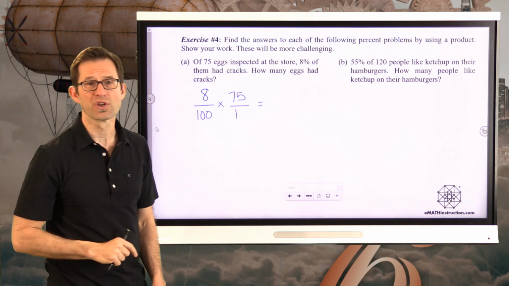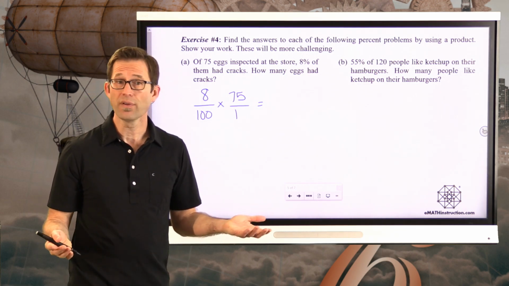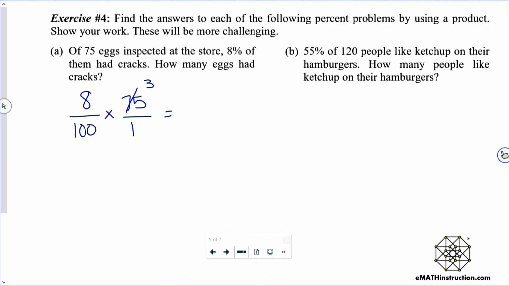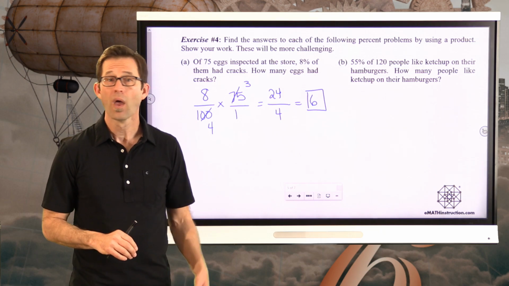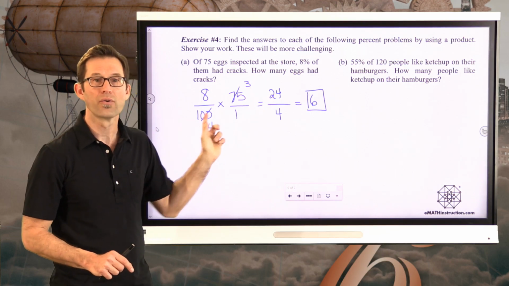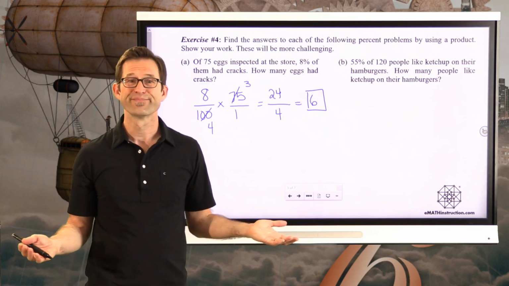These are more challenging because obviously 100 doesn't divide into 75 nicely. But you can definitely multiply fractions the way you always have. In other words, I could divide this by 25 and get 3, divide this by 25 and get 4. I now could do 8 times 3 and get 24. I could do 4 times 1 and get 4. And then I could say 24 divided by 4 is equal to 6. So 6 of the eggs had cracks. I wouldn't even have to do the cross canceling. If I wanted to, I could just do 8 times 75, get a number, 100 times 1, get a number, and then do the division. But if I can make it easier by cross canceling, awesome.